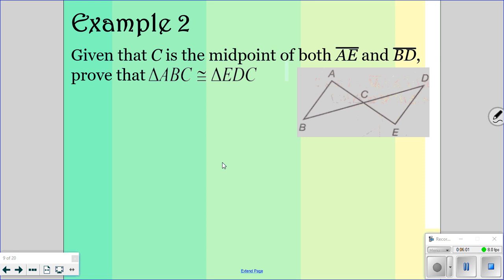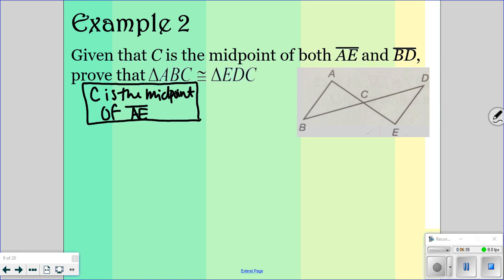Okay, so given that C is the midpoint of both AE and BD, we want to prove that the triangles are congruent. So we're going to make a flowchart proof here. So we start off with our given information. C is the midpoint of AE, and you put it in a box, and the justification is going to be given. And then you do C is the midpoint of BD.